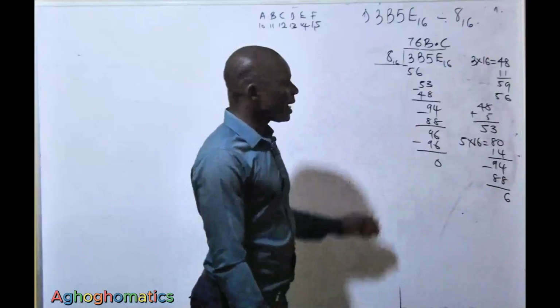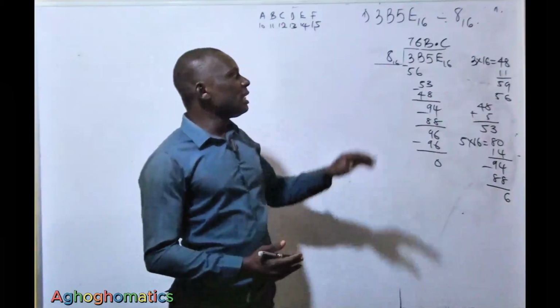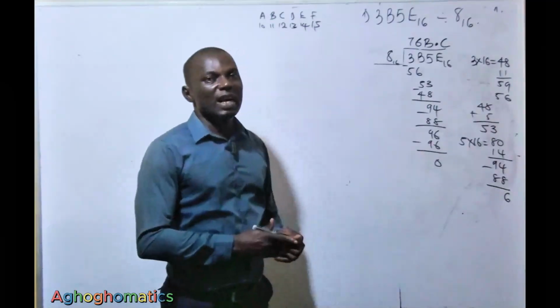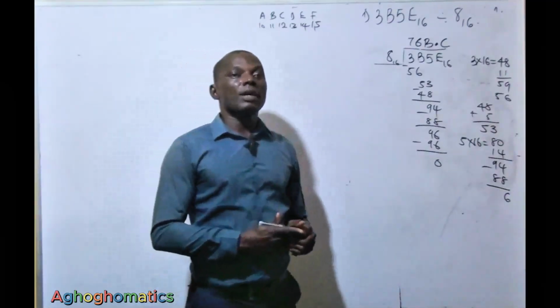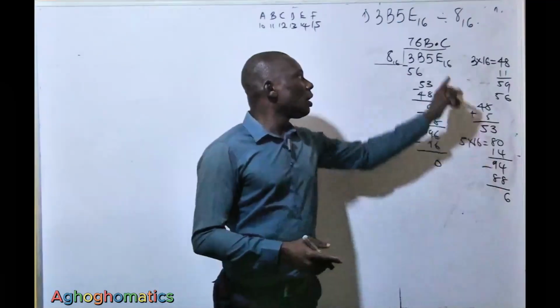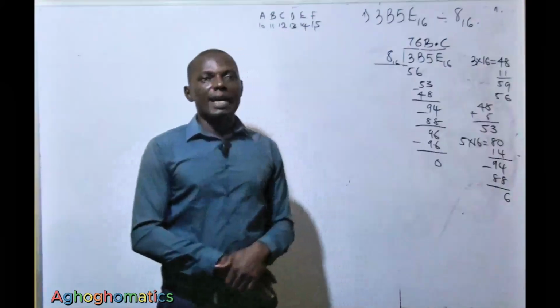This is how to carry out division of numbers, especially if they are in a base different from base 10. The procedure is the same. It's just that each time you cannot divide, you have to multiply that number by the base given and add it to the next digit to the right.